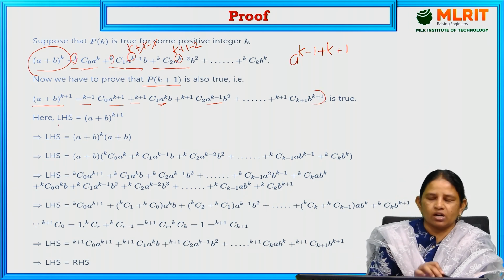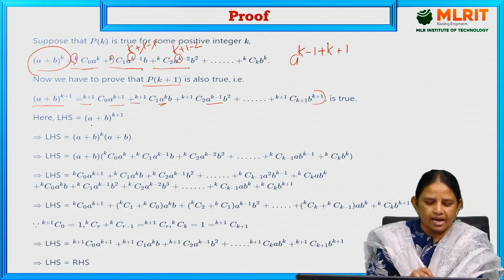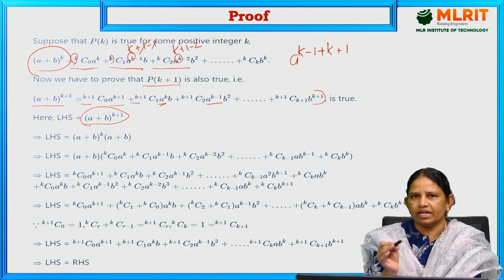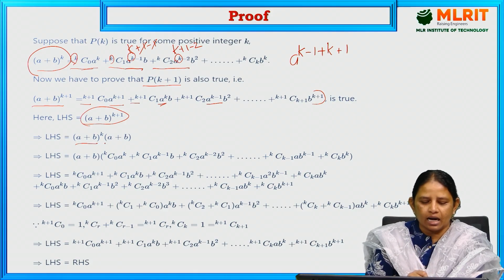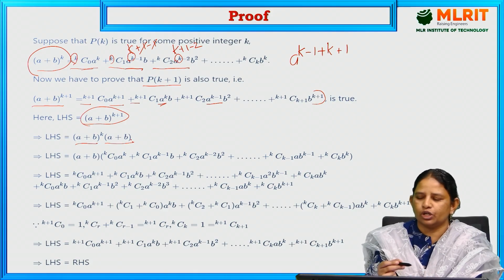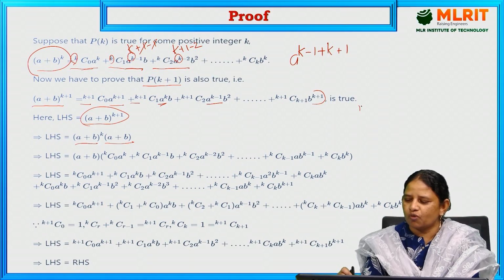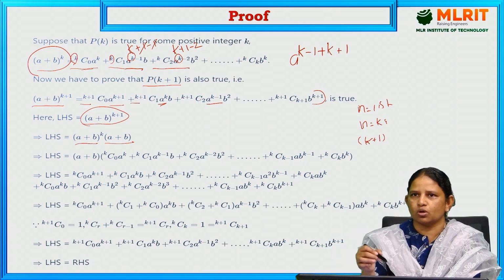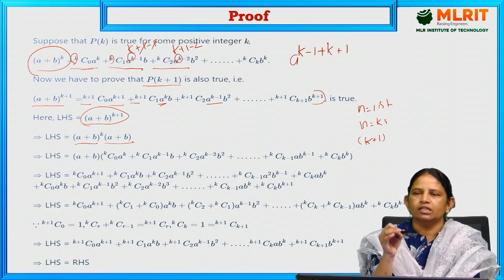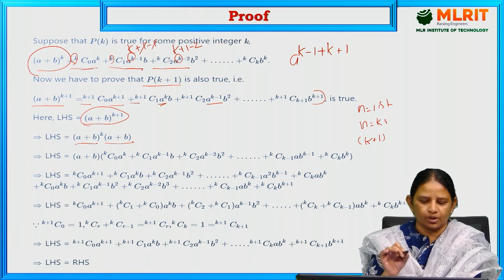So first of all, consider LHS, left hand side. a plus b whole to the power of k plus 1. That can be divided into two parts, that is, a plus b whole power k and a plus b. That means we need to prove that it is true for n equal to 1, then n equal to k is also true. Then we need to take k plus 1 is also proved as true. Then automatically the binomial theorem can be proved as true.